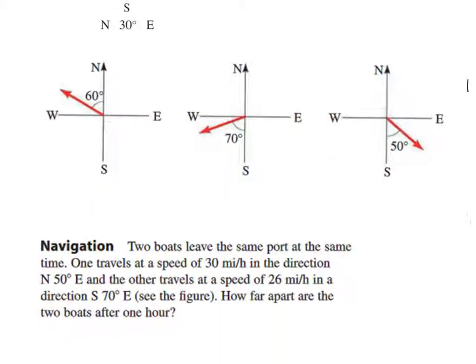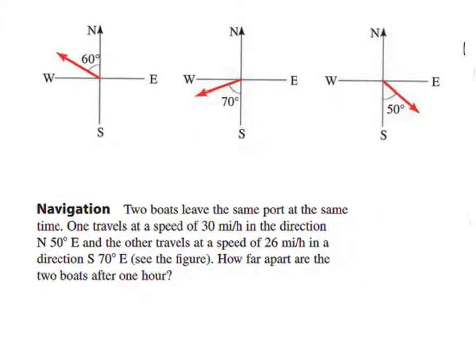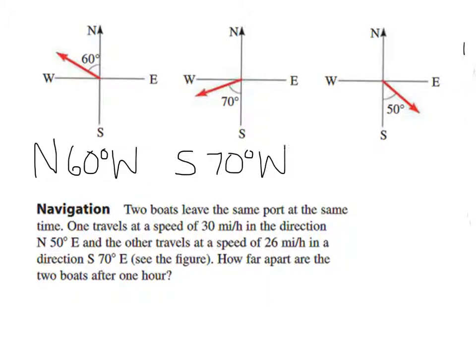Let's look at some more examples. My second one here starts out going north and it goes 60 degrees west. My next example goes south instead of north, and then 70 degrees west. And then the final example, of course we have to go in every direction, goes south 50 degrees east.